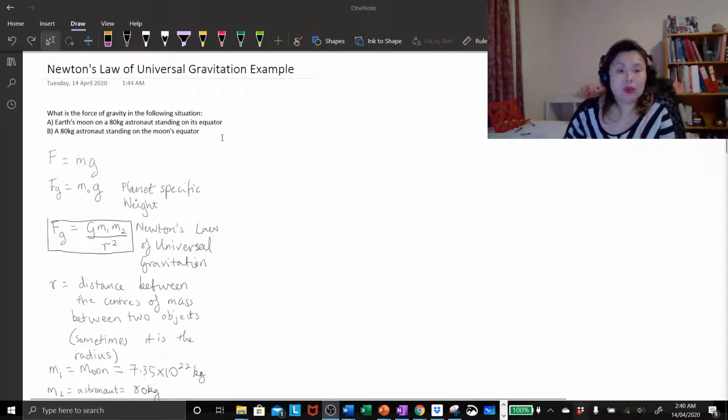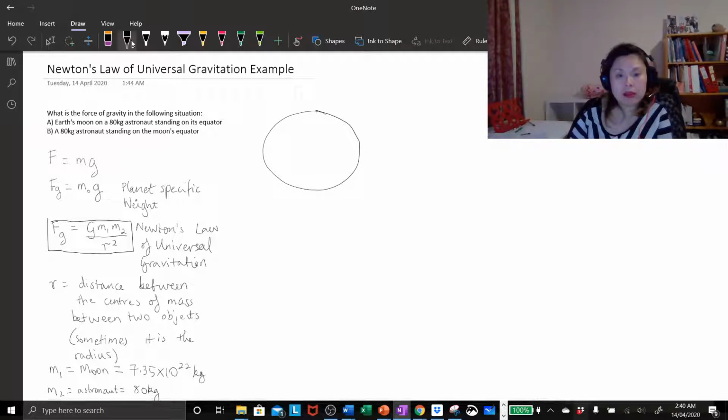Our question is asking, what is the force of gravity in the following situation? Part A, Earth's moon on an 80 kilogram astronaut standing on its equator, and part B, an 80 kilogram astronaut standing on the moon's equator. So we've got this astronaut here, and this is the equator, and the astronaut is standing here. And there's the moon. So this is to give you an understanding of what this all looks like. And this will be the distance between the two objects.